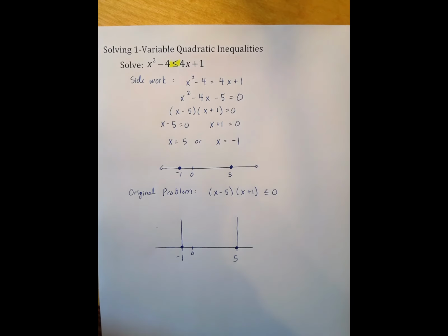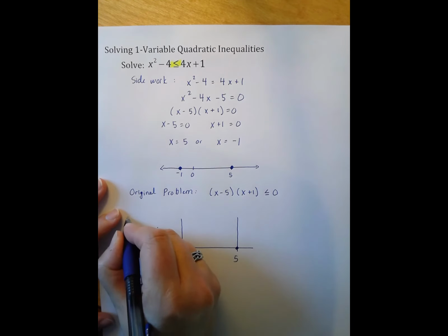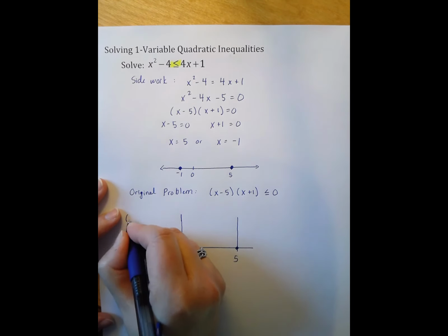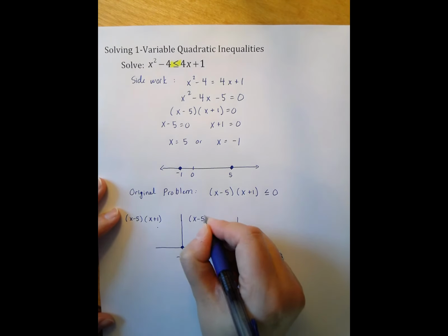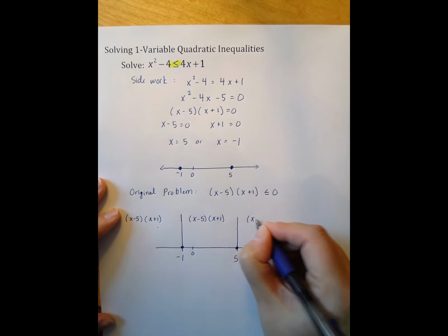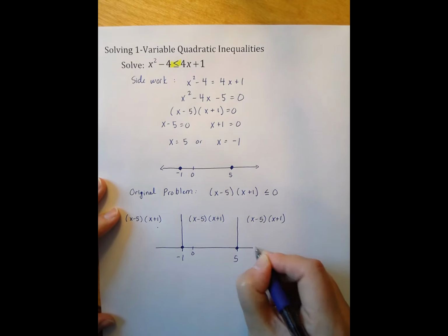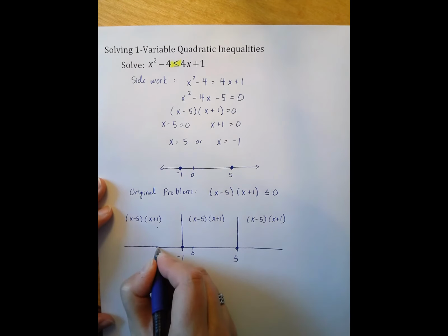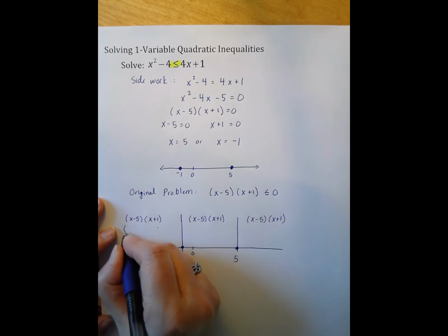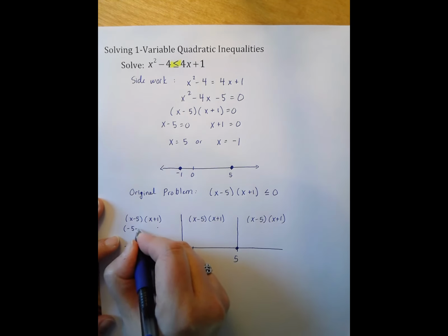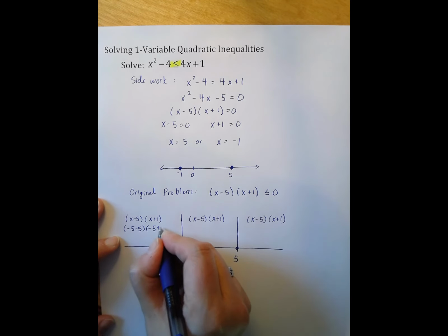So in order to determine which parts of this I want to shade, I am going to do a little quick test. And my test is this. I am going to put into each of these regions my x minus 5 and my x plus 1. X minus 5, x plus 1, x minus 5, x plus 1. And I'm going to pick a number in each of these regions. So I'll pick negative 5 for this most left-hand region. So I've got negative 5 minus 5 and negative 5 plus 1.